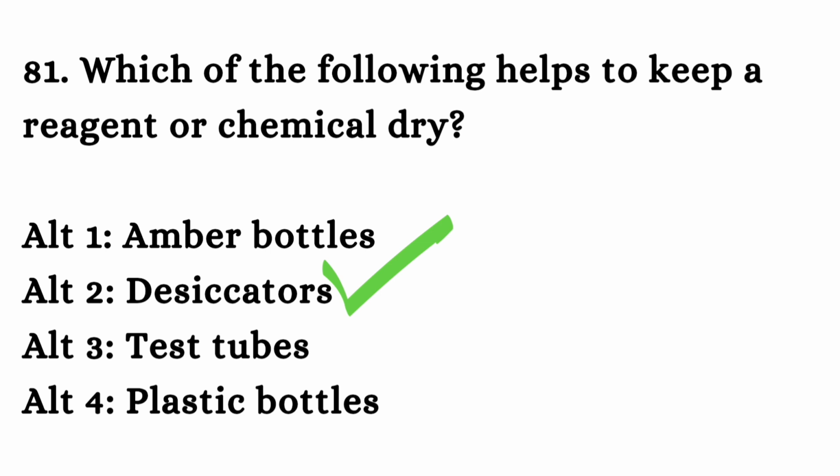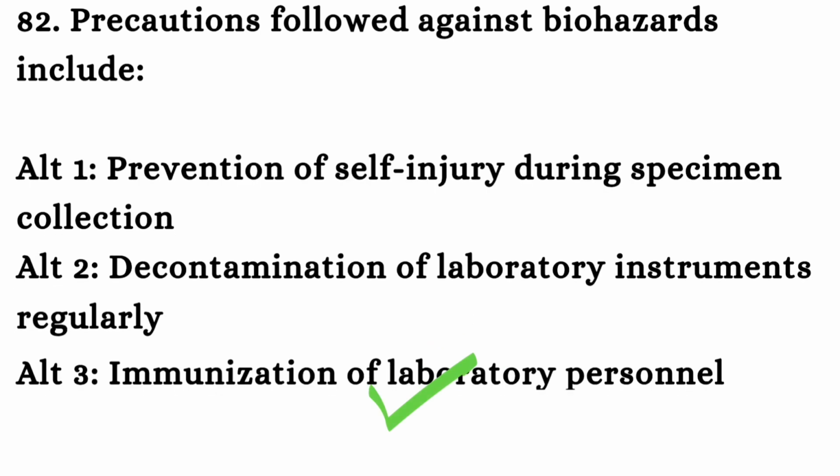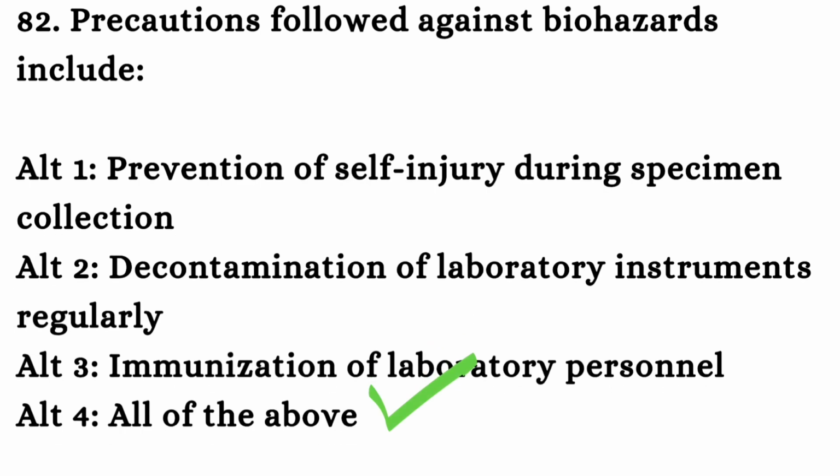Next question. Precautions followed against biohazards include option 1 prevention of self-injury during specimen collection, option 2 decontamination of laboratory instruments regularly, option 3 immunization of laboratory personnel, option D all of the above. Which are the precautions followed against biohazards? The right answer is option D, all of the above. All these precautions we need to follow to avoid biohazards.